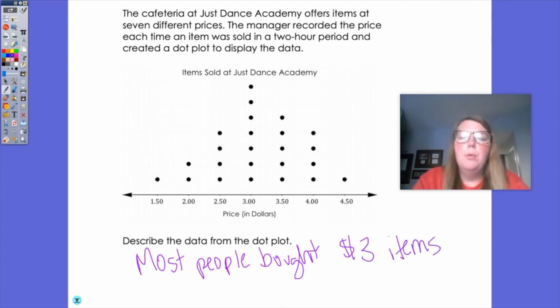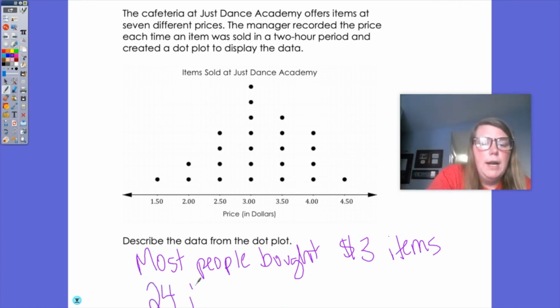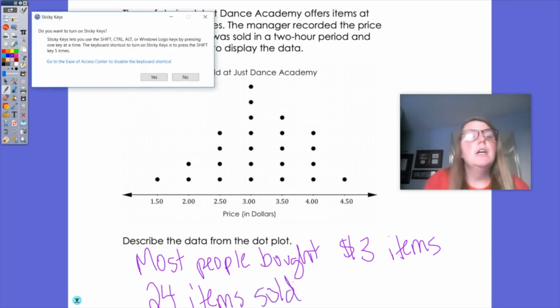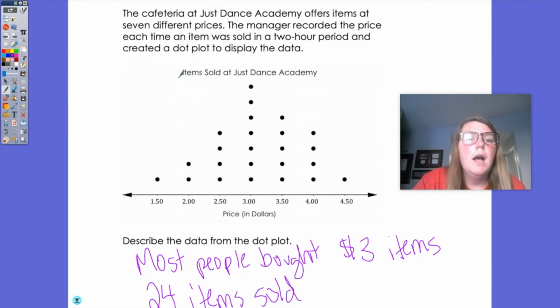Another thing that may be important for this group to know is how many items did they sell. And that would mean we'd have to count the dots. If you sat and counted these dots, it would be 24 items sold. You could also calculate the total number of items. And here you would have to add up the prices of all of it. So that's another way you could describe this dot plot.